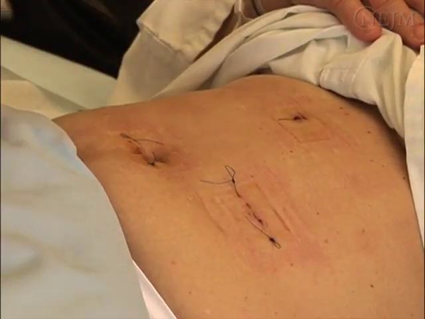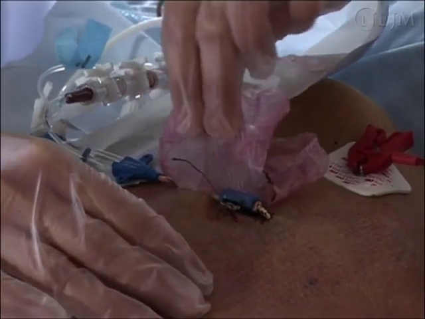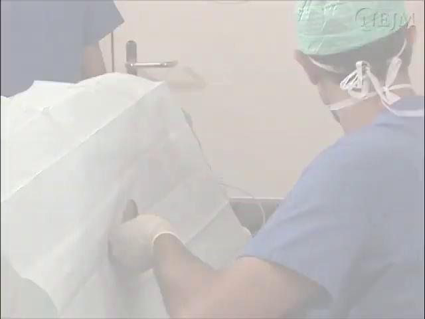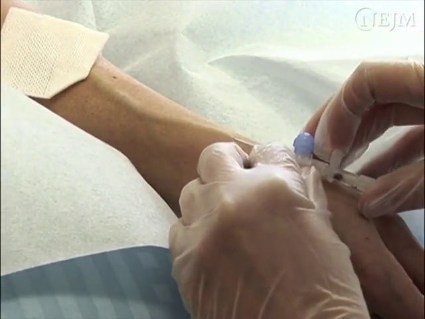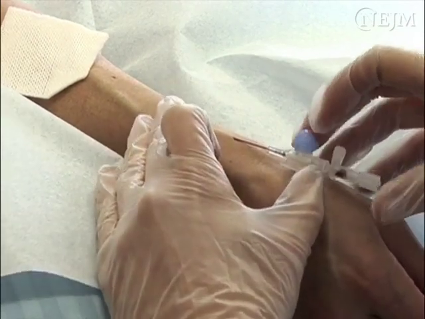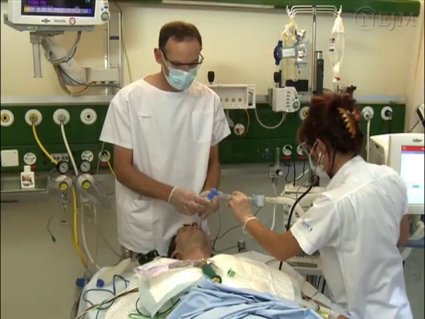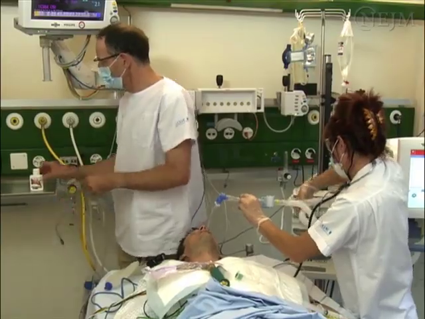Examples of critical procedures include wound care, tracheal suctioning, removing the dressing of a central venous line, giving an injection, and lumbar puncture. Finally, hand hygiene helps to protect the healthcare worker. Some patient care activities may expose healthcare workers to potentially infectious pathogens. In consequence, perform hand hygiene after contact with body fluids, mucous membranes, non-intact skin, or wound dressings, even in the absence of visible soiling and even when gloves have been used.